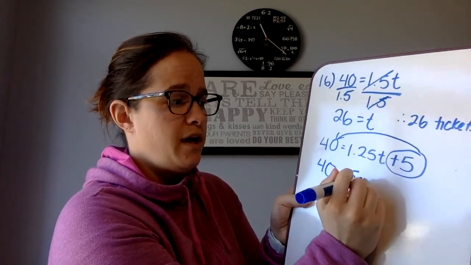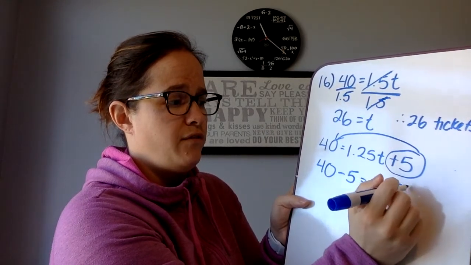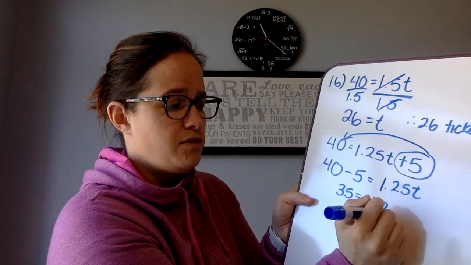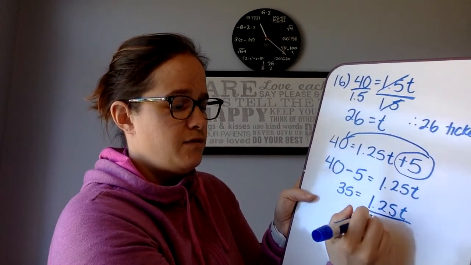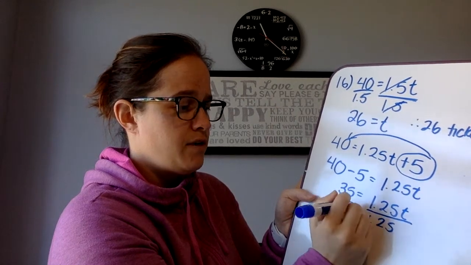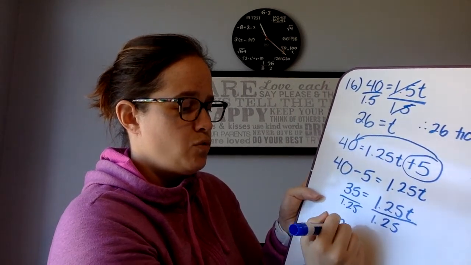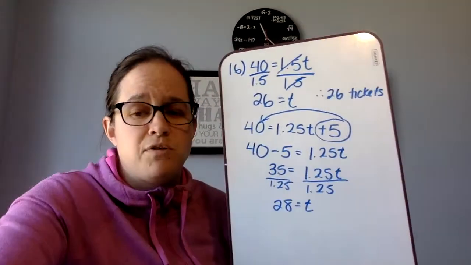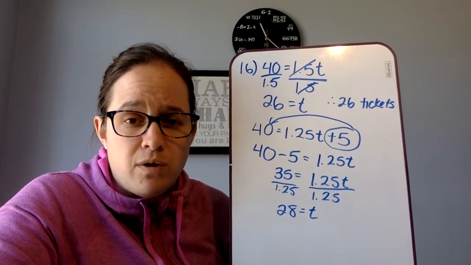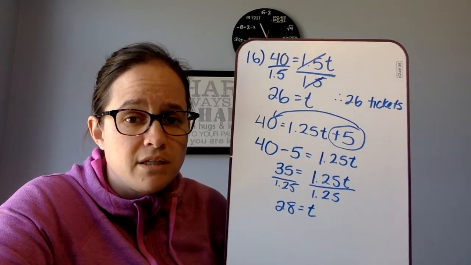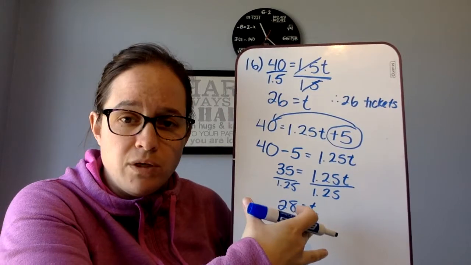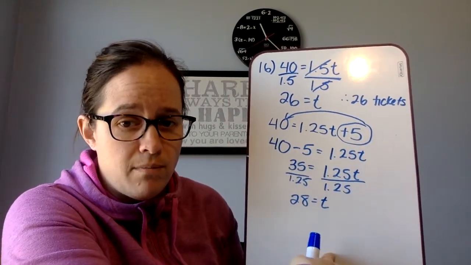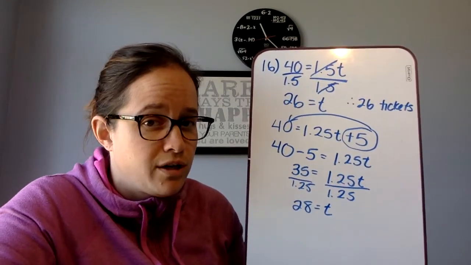40 minus 5 equals 1.25 T. 35 equals 1.25 T. Divide by 1.25. Divide by 1.25. 28 equals T. So if he pays the $5 membership fee, he gets an extra 2 tickets. So this is the mathematical reasoning to decide whether he wants to pay $1.50 per ticket or the membership and get 2 more extra tickets.